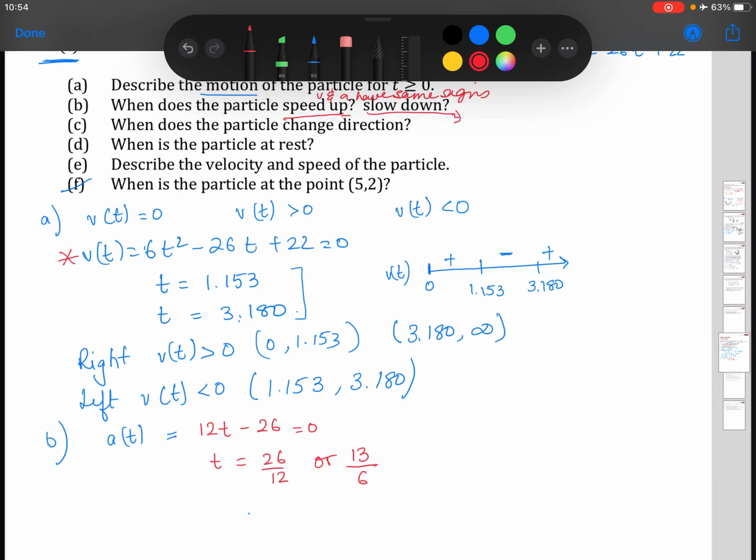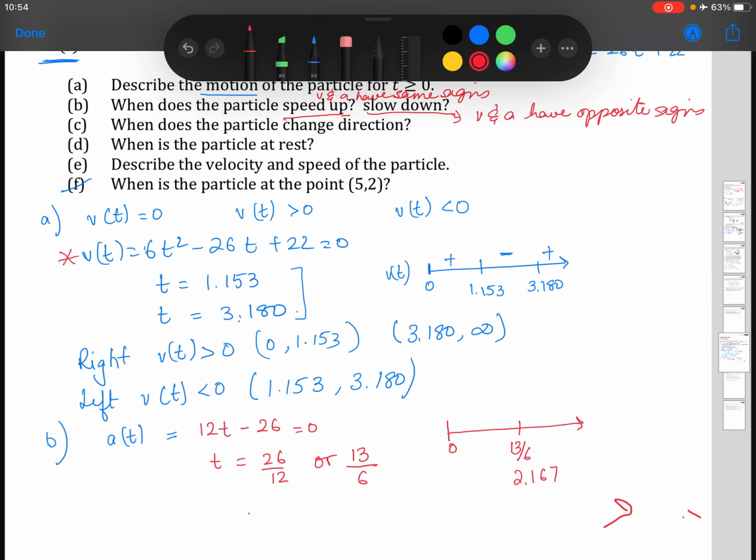Slow down: velocity and acceleration have opposite signs. So let's draw the acceleration number line. I'm going to just draw it here. I'm going to cap it off at 0, right? And my other number that's going to go here is 13/6, or I can even choose to write 2.167.